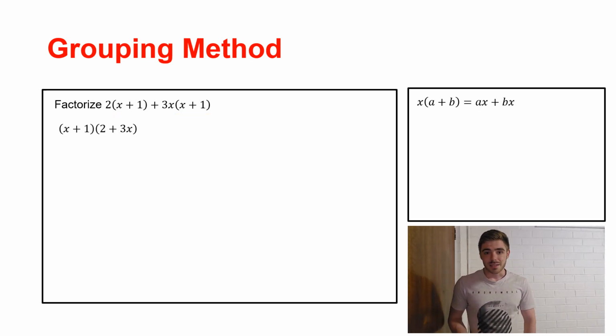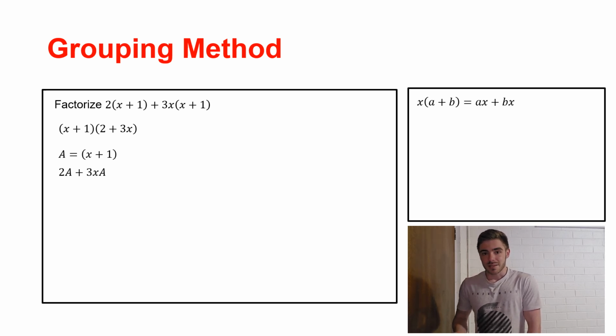You can see this easier if you rename the terms. If you see the x plus 1 in both of those terms and think that it might be factorizable, then consider renaming it to something like capital A. From there, it's a lot easier to see how that factorizes. All you've got to do afterwards is replace A with what it was, x plus 1.